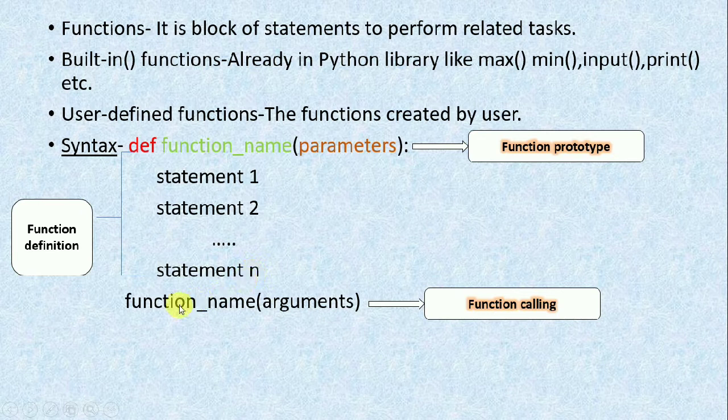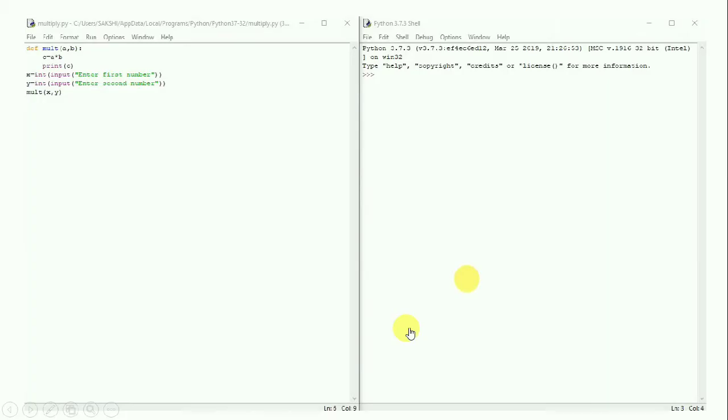And when we need to call the function, we have to specify the name of the function which we have given here, and here we have to give the arguments, that is the variables or values which we want the function to take. So the parameters and arguments can be same or different. So this statement is known as function calling. When the function is being called, it will go to the function definition and perform the operation. Let us understand the working of a function.